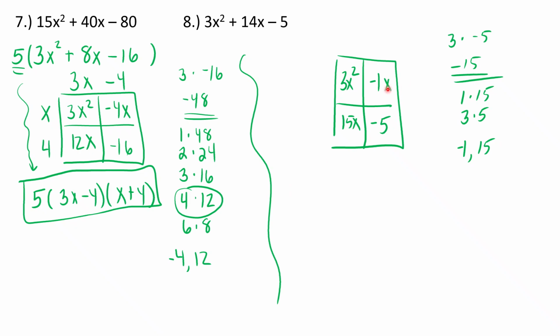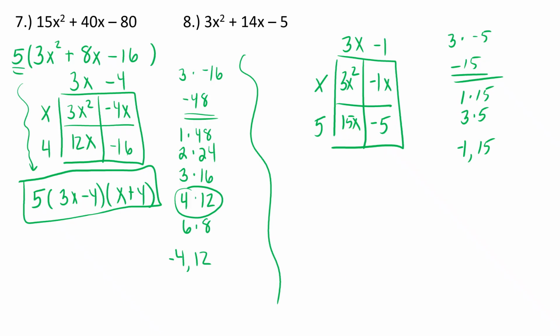And same as before, I'm going to factor this in this direction because I don't have as many common factors this way. So the greatest common factor between 3x squared and negative 1x is x. X times 3x would give me 3x squared. X times negative 1 gives me negative 1x. 3x times 5 gives me 15x. And 5 times negative 1 gives me negative 5.